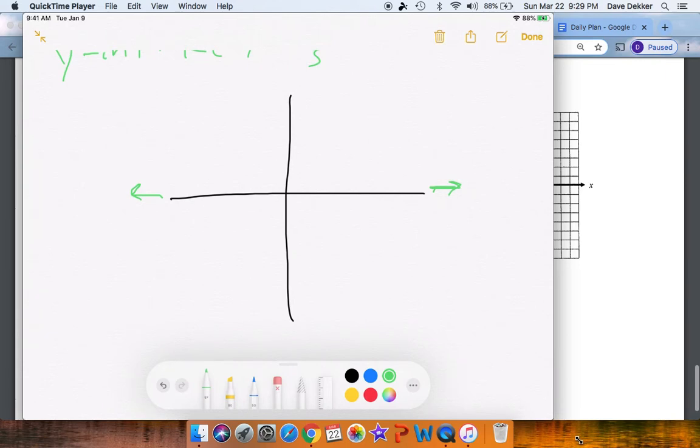We found vertical asymptotes. One was at negative 3. Okay, so we'll kind of do that one. I probably should have done that a different color. Oh well.